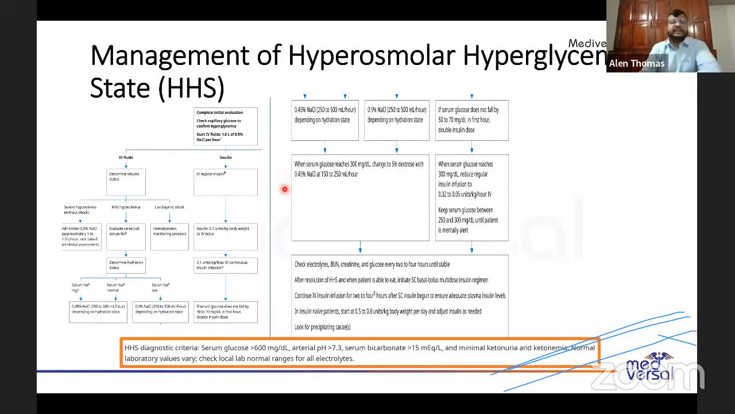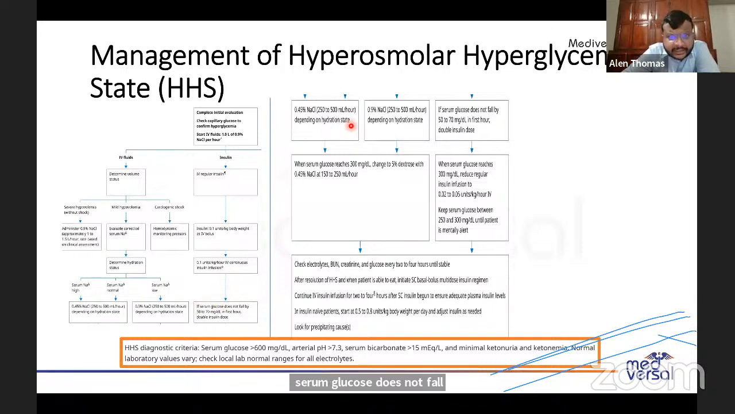Here I've taken only the chart. If you look at the left-hand side, it's IV fluids and insulin. Again, the same way, it's severe hypovolemia, looking at the volume status, and hemodynamic monitoring needs to be checked to determine hydration status. Again, the same serum sodium high, normal or low. Then looking at the insulin, IV regular insulin 0.1 as IV bolus, then 0.1 per kg per hour as an infusion. If serum glucose does not fall by 50 to 70, double the insulin dose.